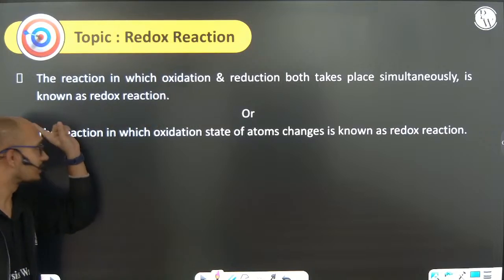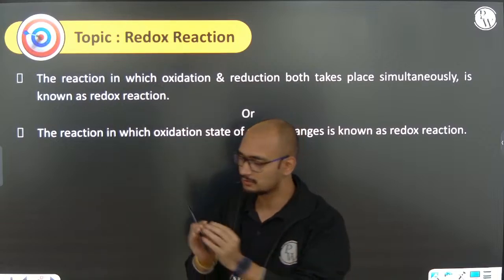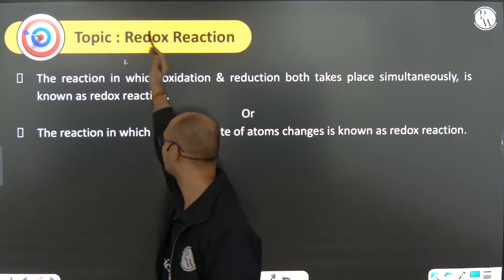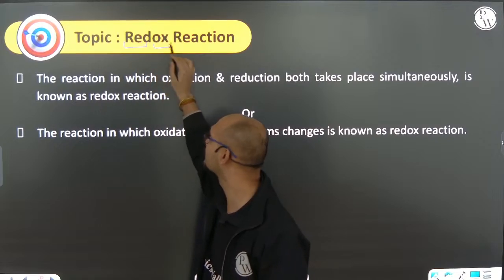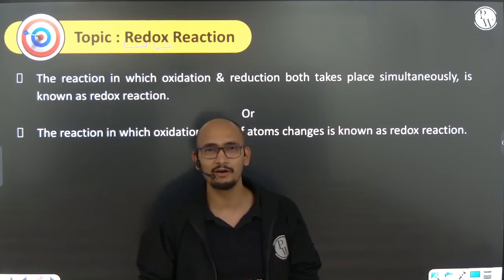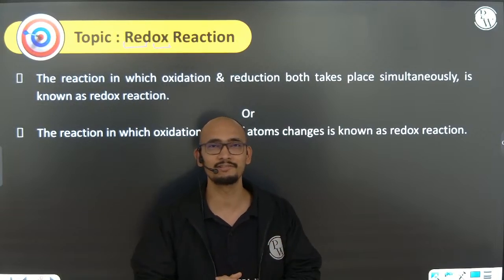And here, what we can see is that redox reactions are those reactions where the name itself suggests the breakdown. Red is not for red color. Basically, it is for reduction, and OX is for oxidation. So there is a reaction where reduction and oxidation are taking place simultaneously.